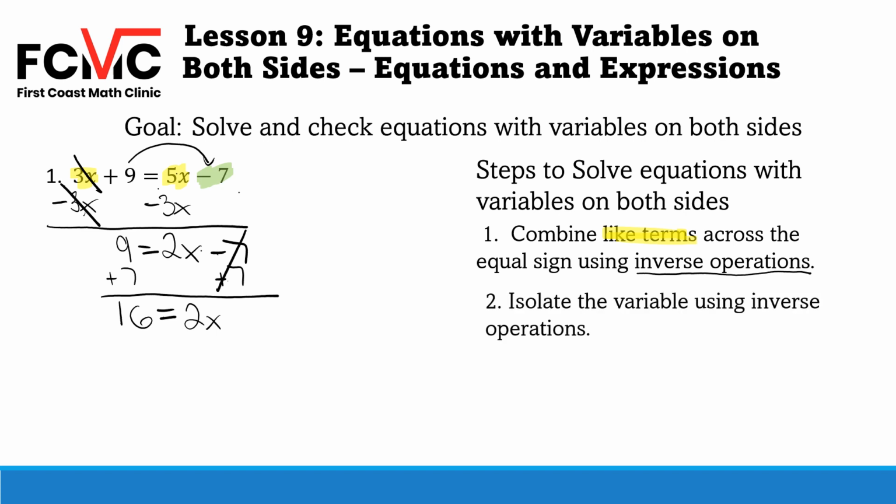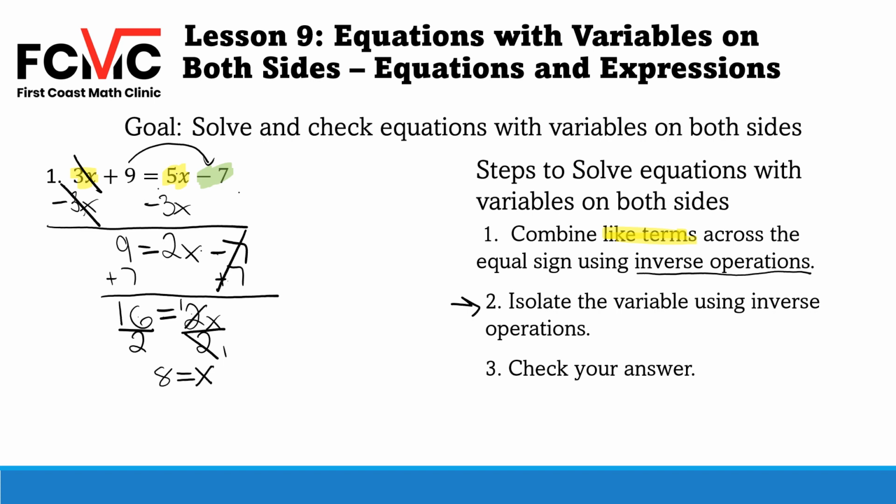My next step, I want to isolate the variable using inverse operations. So I want to get that variable by itself. I have 2 times x. What's the inverse operation of multiplication? It's division, so I'm going to divide by 2, divide by 2. 2 divided by 2 is 1 and 1. Well, multiplying and dividing by 1 doesn't really change much, so I could just write x equals, and then 16 divided by 2 is 8. And our third step is going to be check.